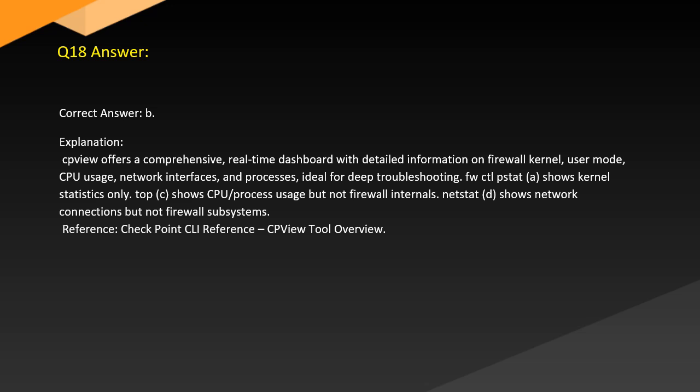Answer. Correct answer: B. Explanation: CPView offers a comprehensive real-time dashboard with detailed information on firewall kernel, user mode, CPU usage, network interfaces, and processes, ideal for deep troubleshooting. fw stat shows kernel statistics only. Top, C, shows CPU process usage but not firewall internals. Netstat, D, shows network connections but not firewall subsystems. Reference: Check Point CPView tool overview.